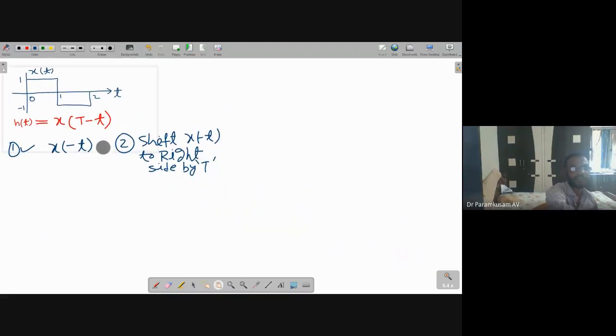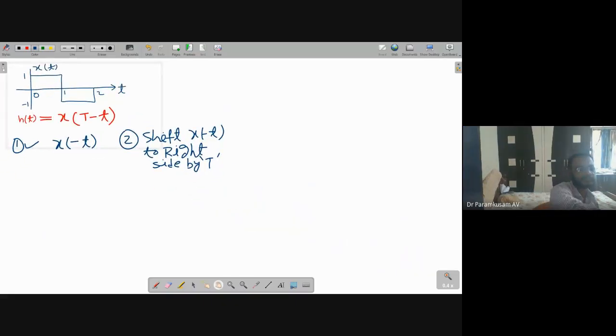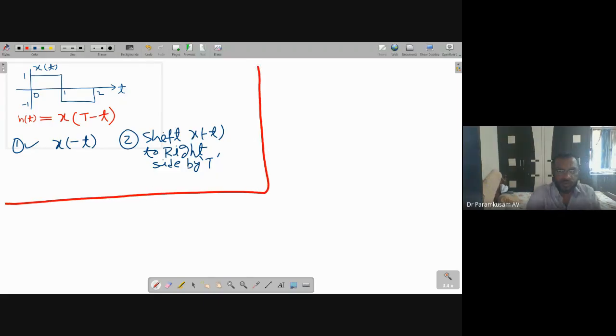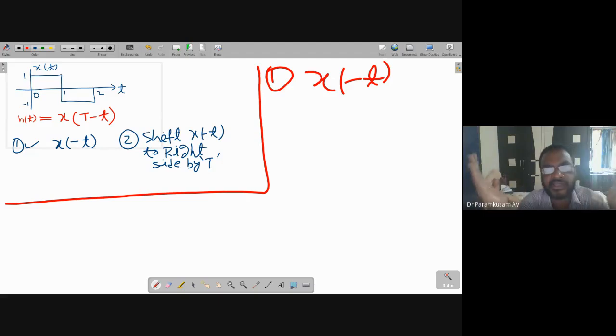Apply these two steps. First you get x of minus t. X of minus t draw cheyandi. How do you get x of minus t? By just folding the signal about the y-axis. Fold chesam konni. Ela vastundi.